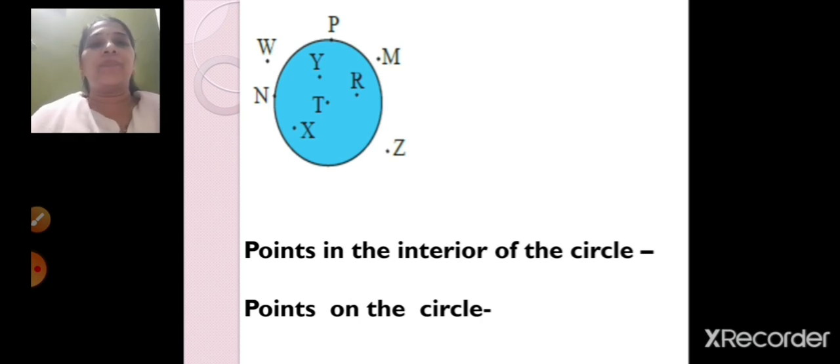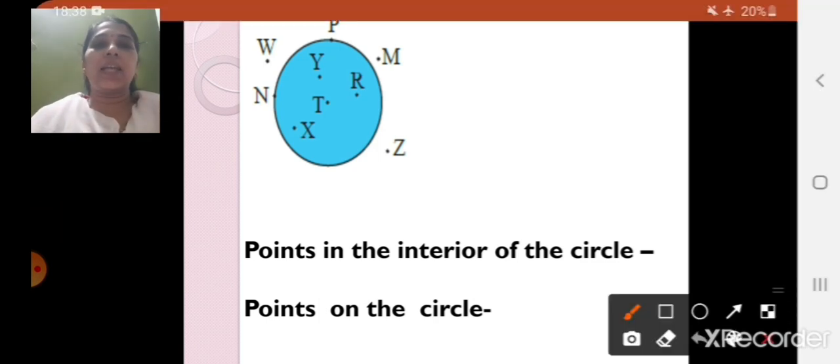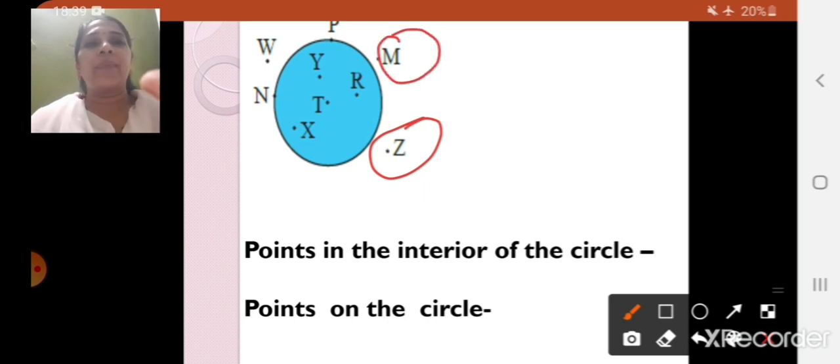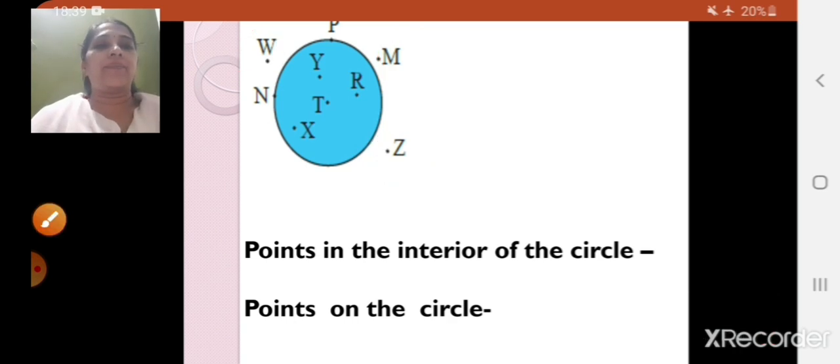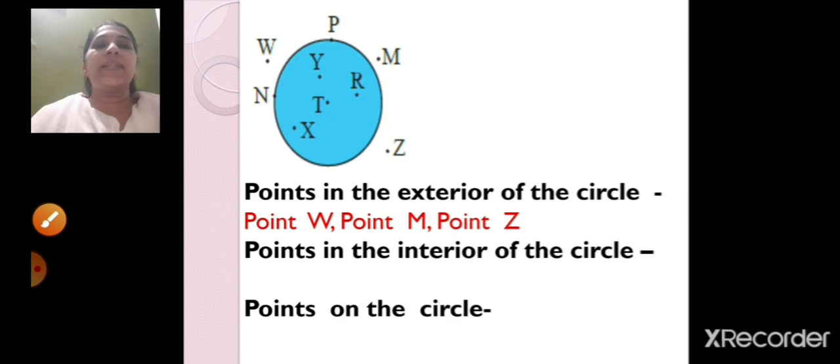So let's find out. Now first you will see points in the exterior of the circle. Exterior means, I told you, outside. So the points outside the circle are what? See here, Z, M and W, right? These are the 3 points which are outside the circle, that is on the exterior of the circle, right? So the points in the exterior of the circle are point W, point M and point Z.